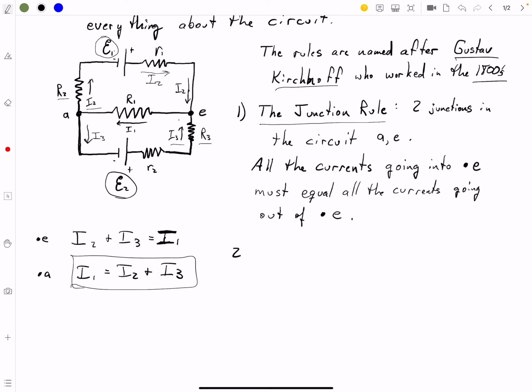The second rule is the loop rule. The loop rule says if I do a loop inside here, I'm going to start at A, go all the way around, and come back to A. In fact, if you look in the book, this is point B, this is point C, this is point D.